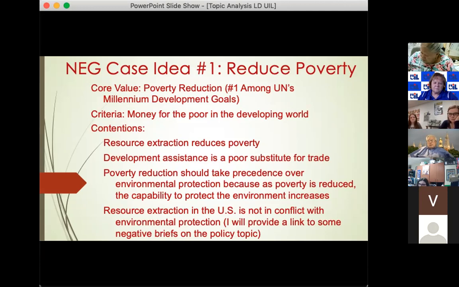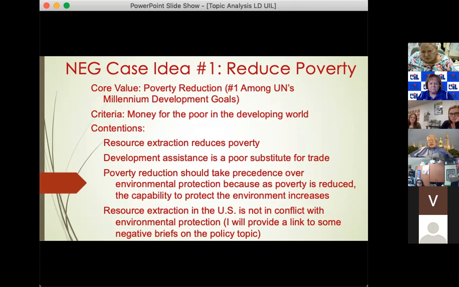This is the best way to reduce poverty, you're going to argue, because it's trade versus aid. So the old idea in the development community is, oh, let's send them foreign aid. Let's give them money. But trade is a far better way to deal with poverty than is aid for a number of reasons. So, you know, for a developing country to develop its resources, that's the best way to deal with poverty, is your argument on the negative.